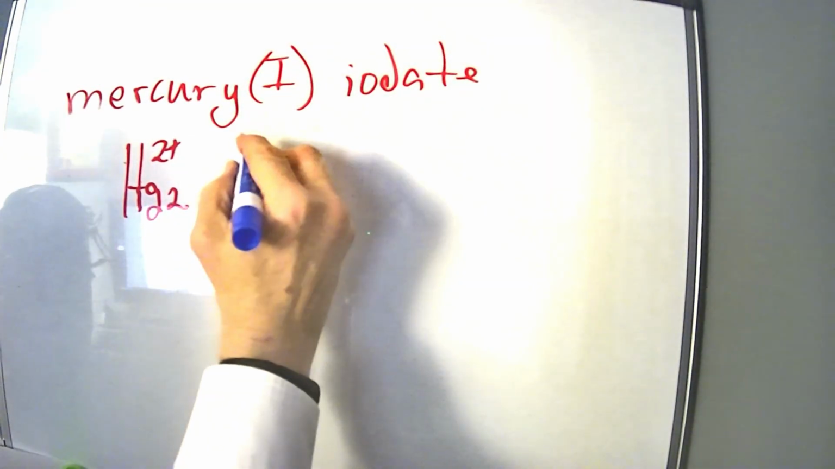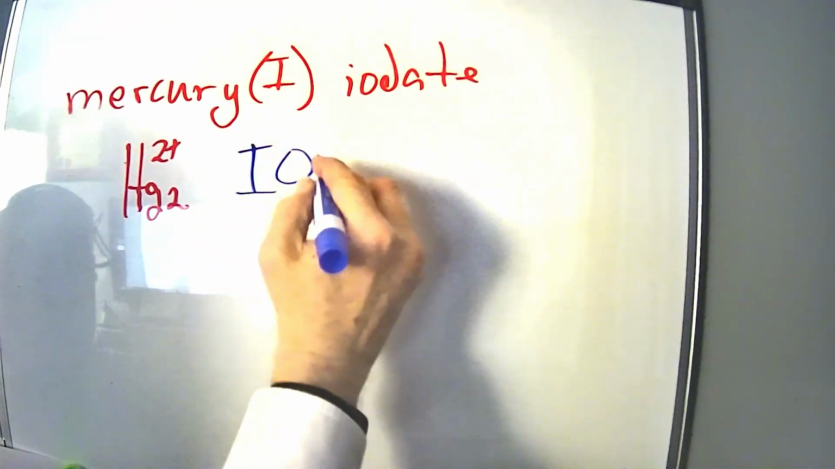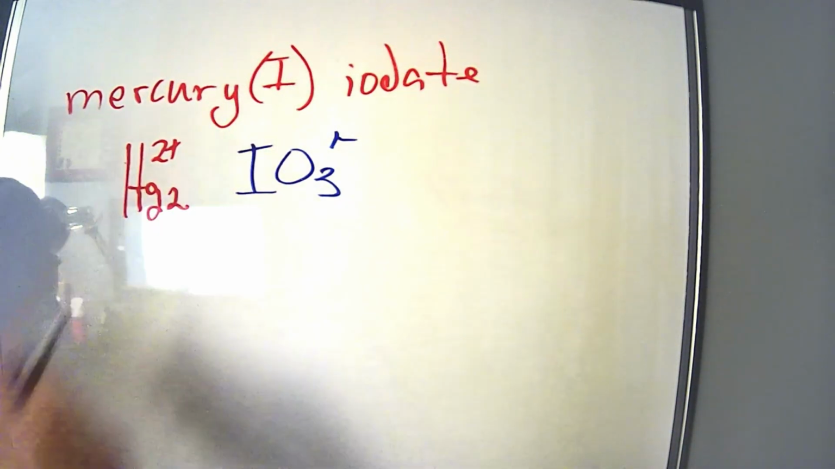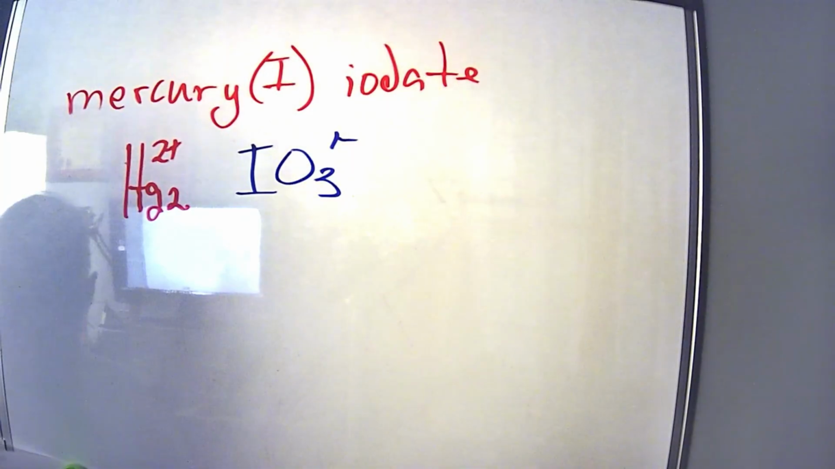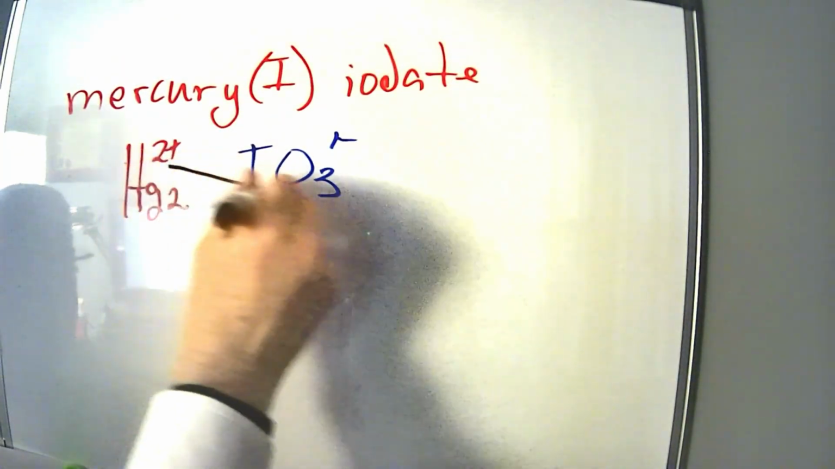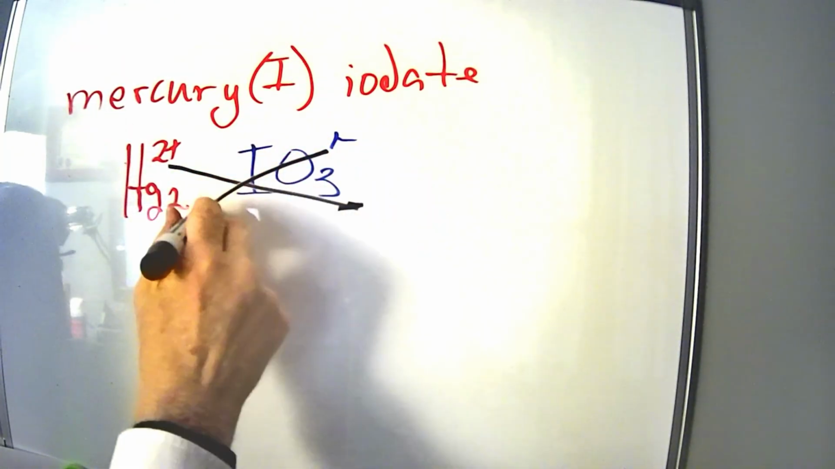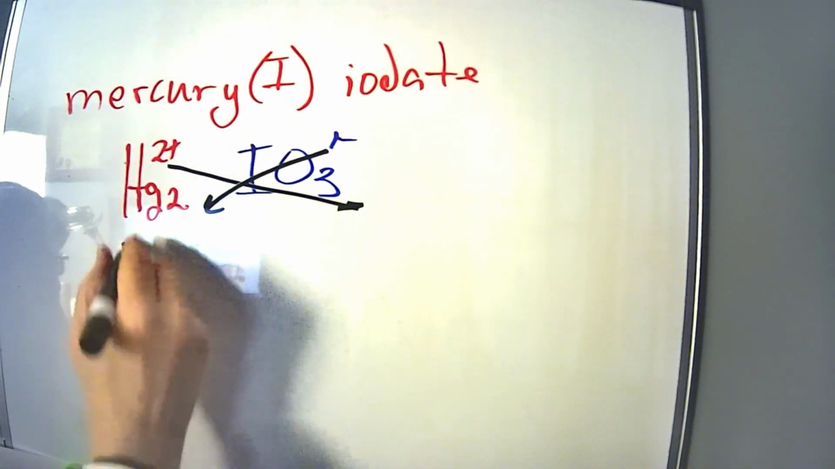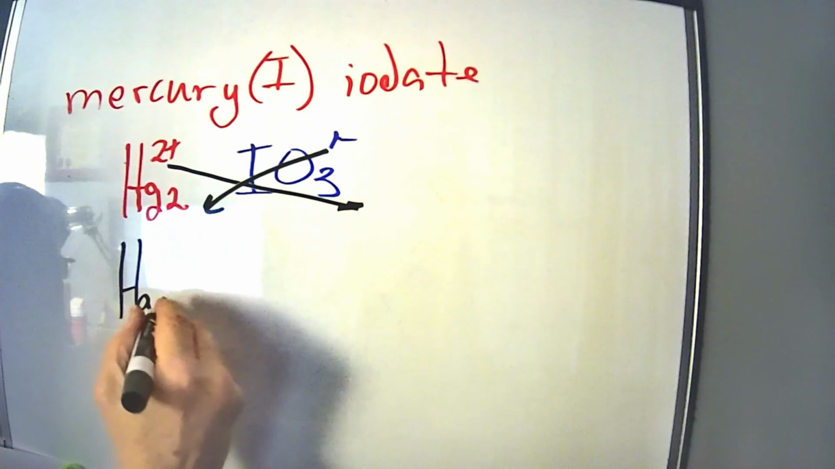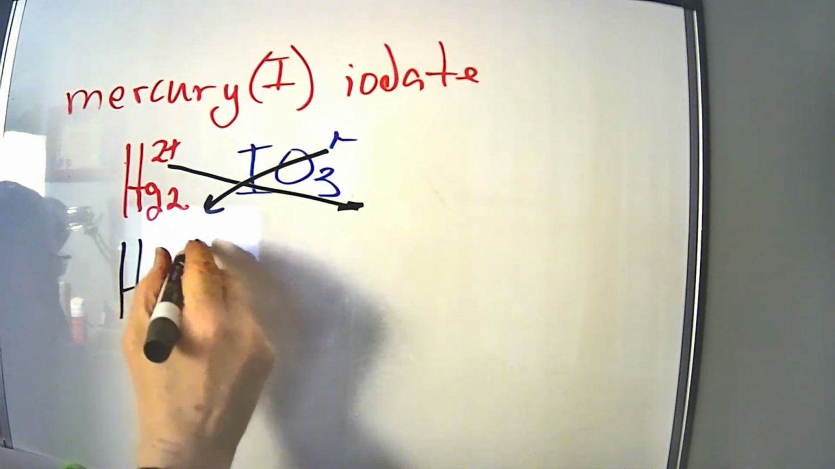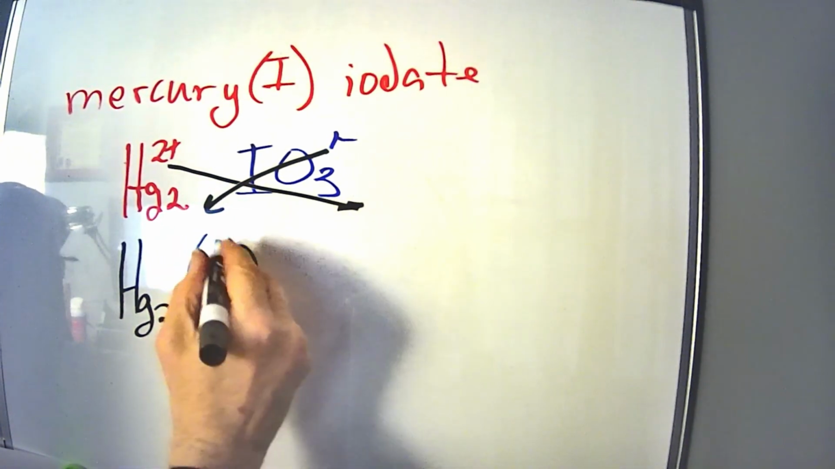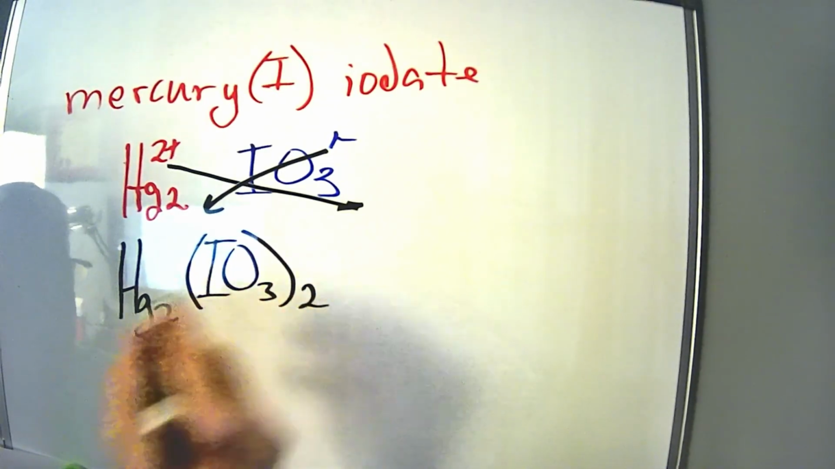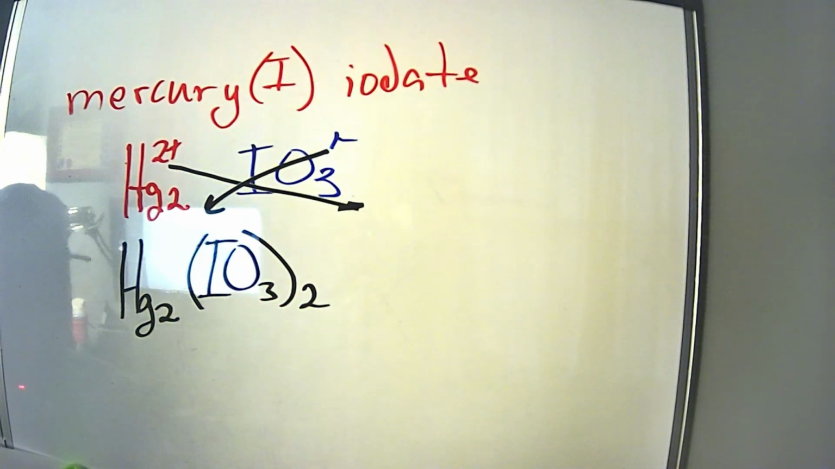Iodate is IO3 1-. So I need 2 iodate ions and one of the mercury 1s. So Hg2, one of those, and I'm going to need 2 IO3s. So I'm going to put the polyatomic ion in parentheses and then the subscript.